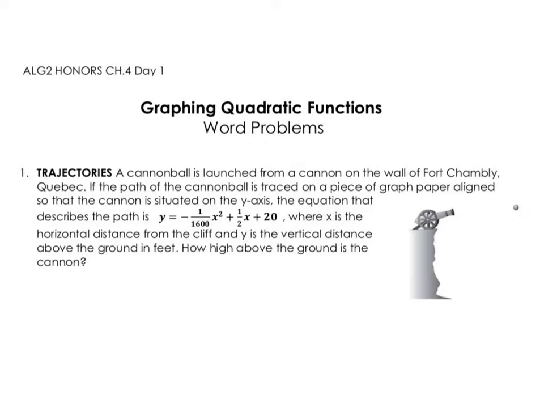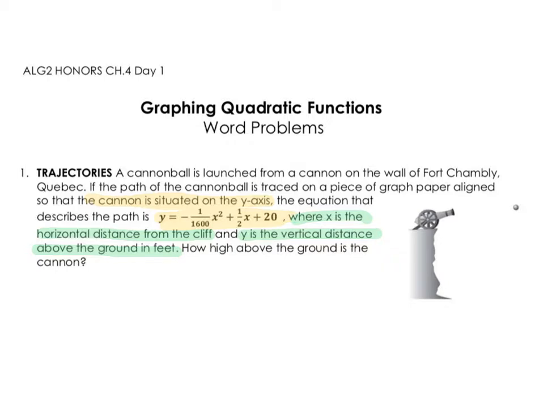So, a cannonball is launched from a cannon on the wall of Fort Chambly, Quebec. If the path of the cannonball is traced on a piece of graph paper, aligned so that the cannon is situated on the y-axis. So this is a key piece of information, that the cannon is situated on the y-axis. The equation that describes this path is this equation right here. We're going to highlight that because that's important. Where x is the horizontal distance from the cliff, and y is the vertical distance above the ground in feet. How high above the ground is the cannon?